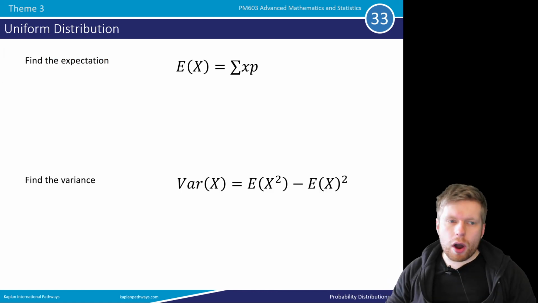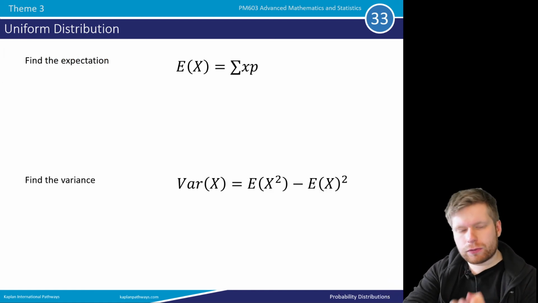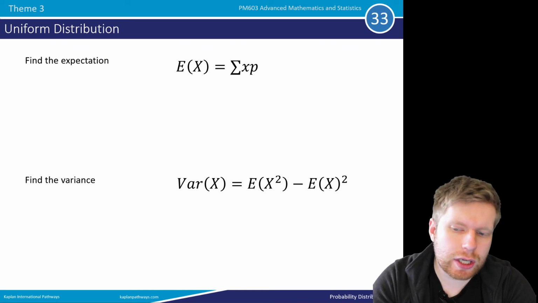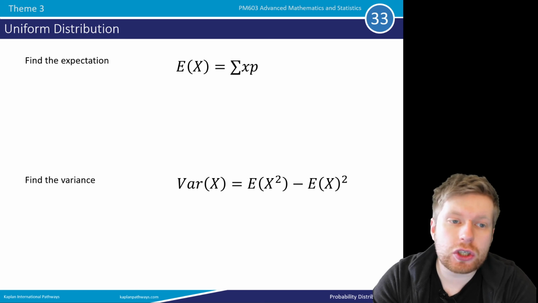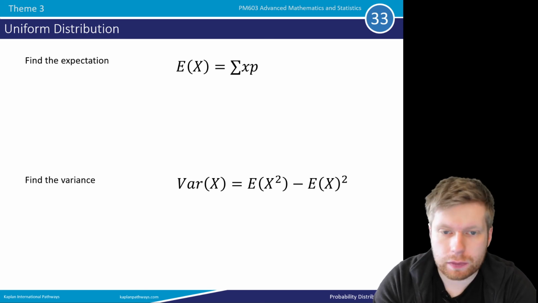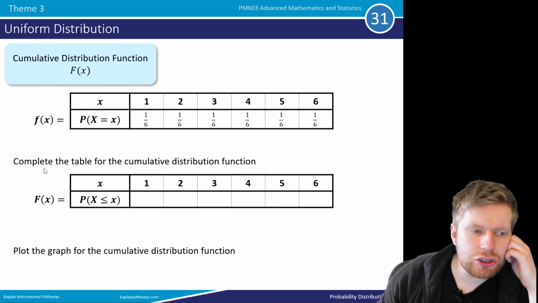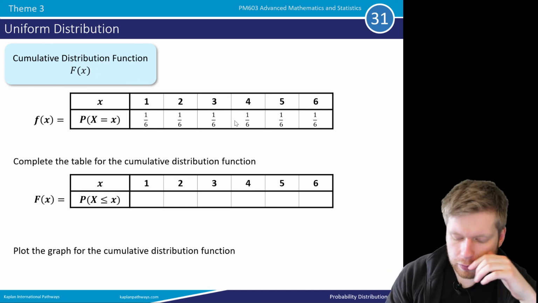So here we go then for homework, for your weekly task, which I want you to upload to Flipgrid as usual. I want you to try and find the expectation and the variance of the distribution that we've just looked at, this uniform distribution. This distribution here, which you've got as the uniform distribution.